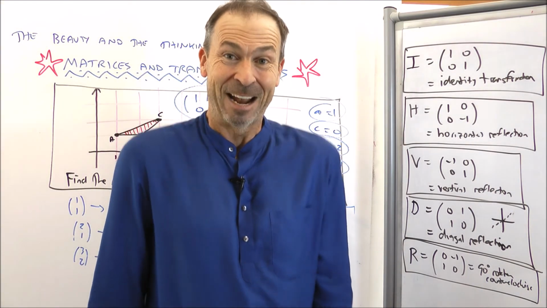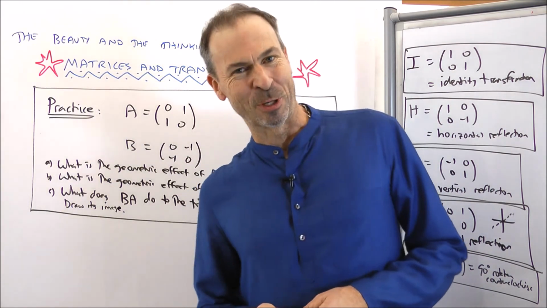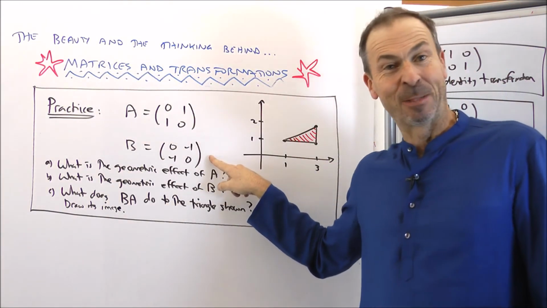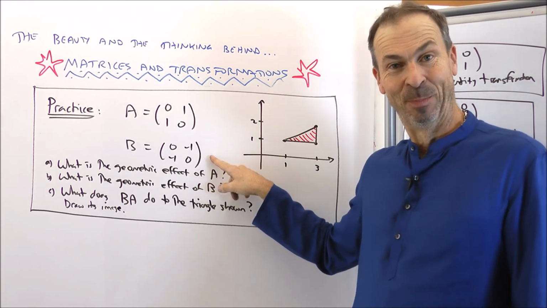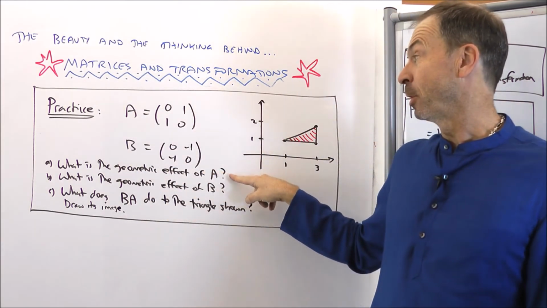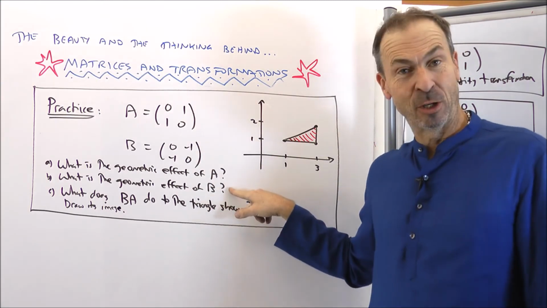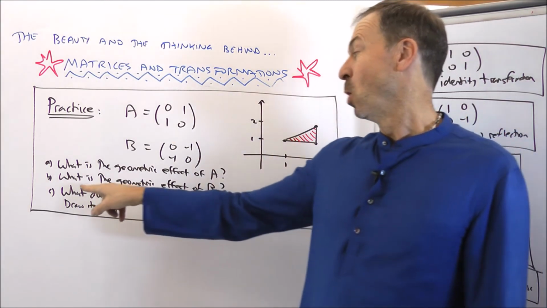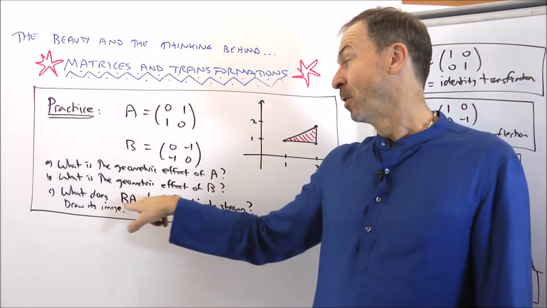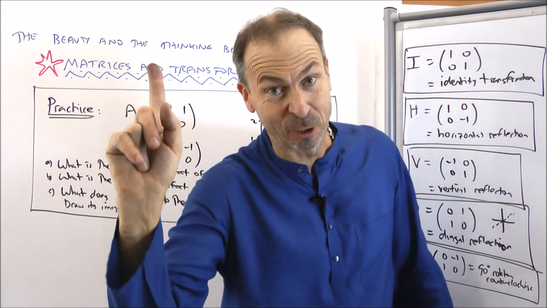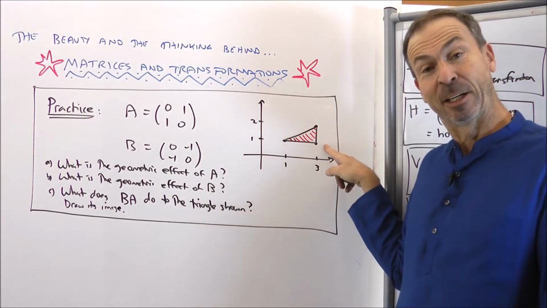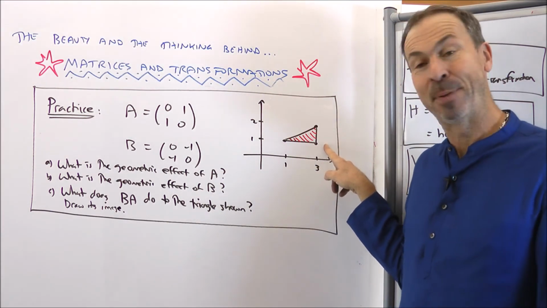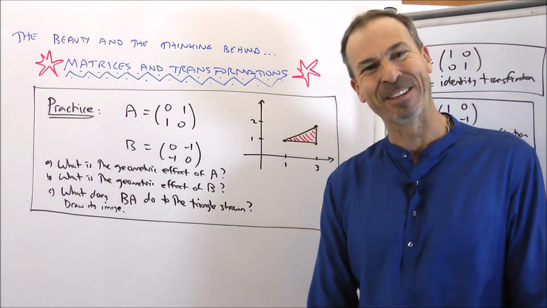So let's carry on. Here's a practice question for you. Matrix A is 0, 1, 1, 0. Matrix B is 0, negative 1, negative 1, 0. First question, what is the geometric effect of A? Second question, what's the geometric effect of B? And the third question is, what does BA, if I do those two matrices together, it gives another geometric effect, what does it actually do to this particular triangle shown? In fact, draw me the image of this triangle under BA. Can you do it? Can you think your way through that problem?